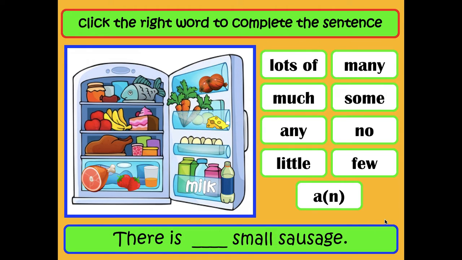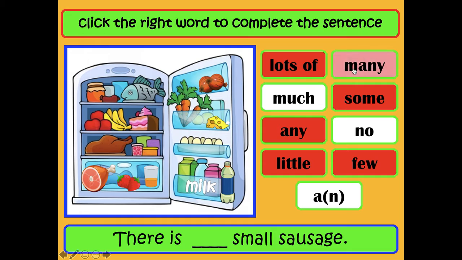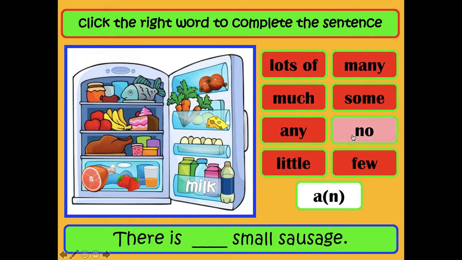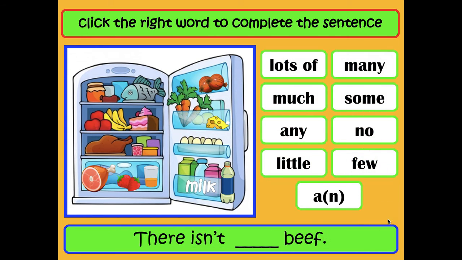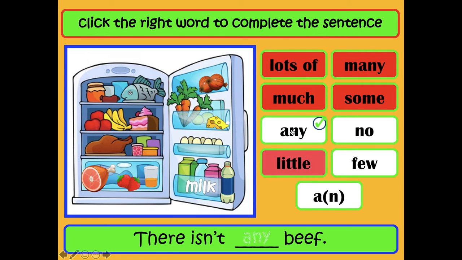The next one, there is small sauces. Where is the small sauces? We have here in the top of the fridge, and there is some, no, any, no, a little, no, a few, no, a lot of, no, many, no, much, no, none, no. So there is a small sauces. We have a small sauces here. Perfect. The next one, there isn't beef. We have beef, and it's some beef, much, no, a lot of, many, or any. Yes, there is any beef in the fridge.